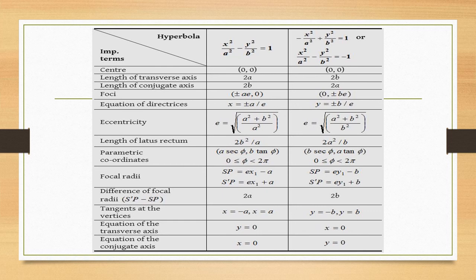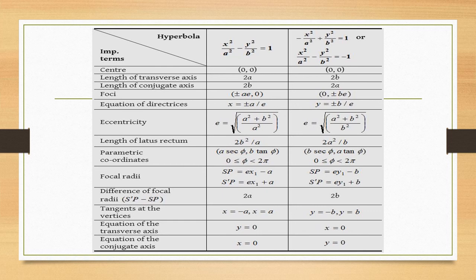Length of the transverse axis is 2a in the first case of the hyperbola, and 2b in the second case. Length of the conjugate axis in the first case is 2b, and in the second case is 2a. The foci in the first case are given by (±a, 0), and in the second (0, ±b). Equation of directrices is given by x = ±a/e, y = ±b/e. And eccentricity is given by e = √(a² + b²)/a², or √(1 + b²/a²). In the second case, √(a²/b² + 1) or √(1 + a²/b²). So this is the eccentricity formula for these two hyperbolas.